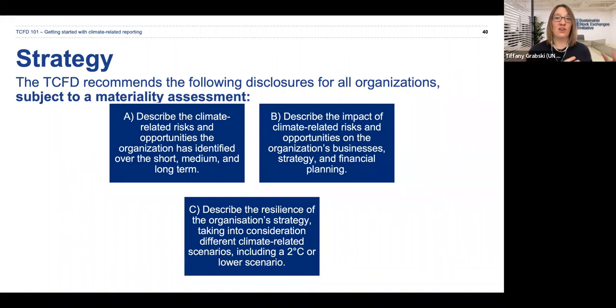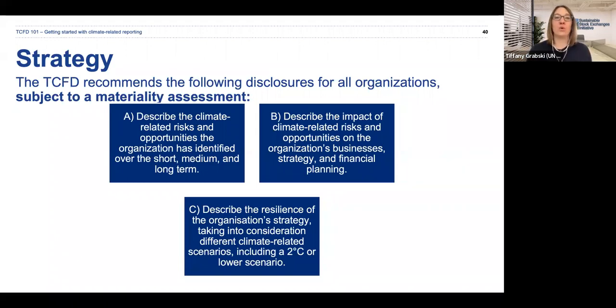Now, it's likely that all of those risks and opportunities identified by the TCFD will have an impact on your organization, but at different time horizons. So it's important that you understand when those impacts will come to fruition. The second category of disclosure, strategy B, is to describe the impact of climate-related risks and opportunities on the organization's business strategy and financial planning. So A was, what are these risks and opportunities and in what time horizons? And B is, what is that impact? What is the financial impact we're expecting to see?